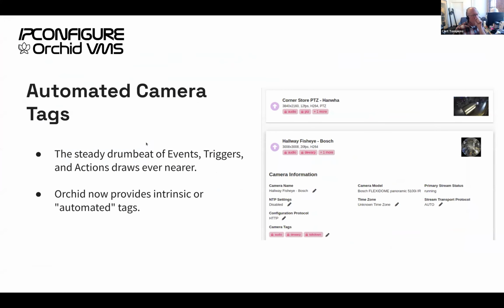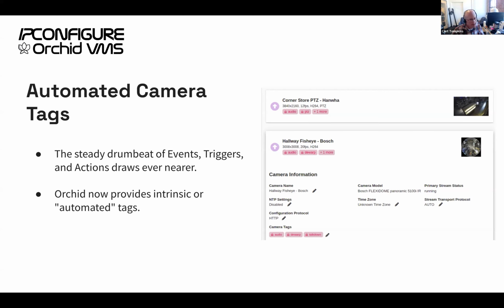Very exciting. Also in 25.3, we continue to work on our events, triggers, and actions system. The steady drumbeat of events, triggers, and actions draws ever nearer. As you've probably heard in some of our recent release presentations, this events, triggers, and actions system is a way for Orchid to take metadata events, AI events, intelligence that we get either directly from cameras using their onboard analytics or from third-party systems, and make those events actionable within Orchid. It's a long-running effort, and every release will see more of the building blocks of this system taking form within Orchid.